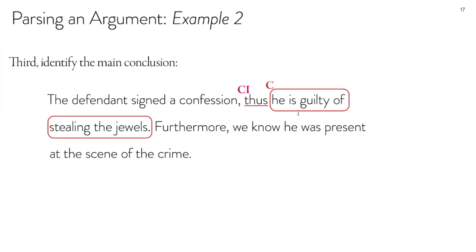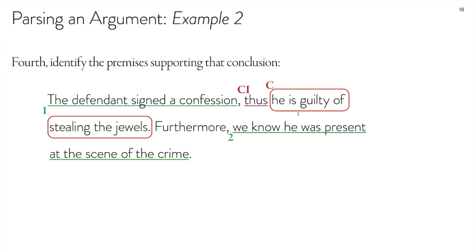Now we can identify the main conclusion, that thus. Pretty helpful there. He is guilty of stealing the jewels. And I think if you reread that sentence, it seems pretty clear that the point of all this is trying to show the guilt, why they're guilty. And now we can go and find the reasons why they're guilty. Well, 1, signed a confession. 2, present at the scene of the crime. These are 2 different reasons for why this person's guilty. And that's it. We've parsed it into its premises and conclusion. Again, that's what parsing's about. Identifying the statements and then determining is the statement a premise or a conclusion.